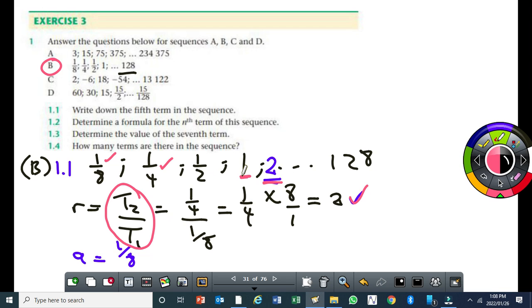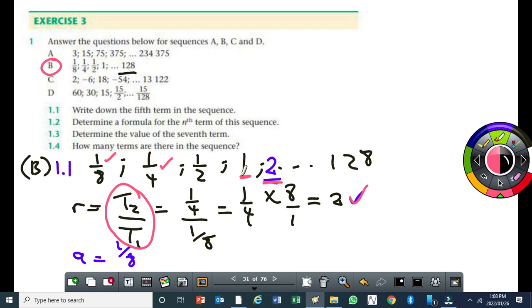If you want to test whether that's correct, recalculate the common ratio. So 2 divided by 1 gives you what? A 2, which is the common ratio. 1 divided by half is also a 2, which is the common ratio. Are you following? Right, so I answered 1.1.